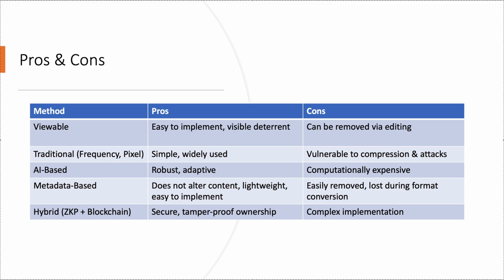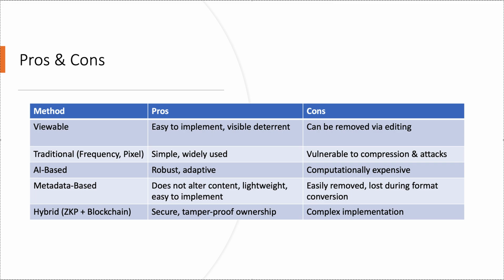Moving to traditional methods, frequency and pixel domain techniques. The big advantage here is simplicity and widespread adoption. These methods are well understood, well documented, and have been battle-tested for decades. They're computationally inexpensive, so you can watermark thousands of images quickly without needing GPU clusters. Many existing tools and libraries already support these techniques out of the box.